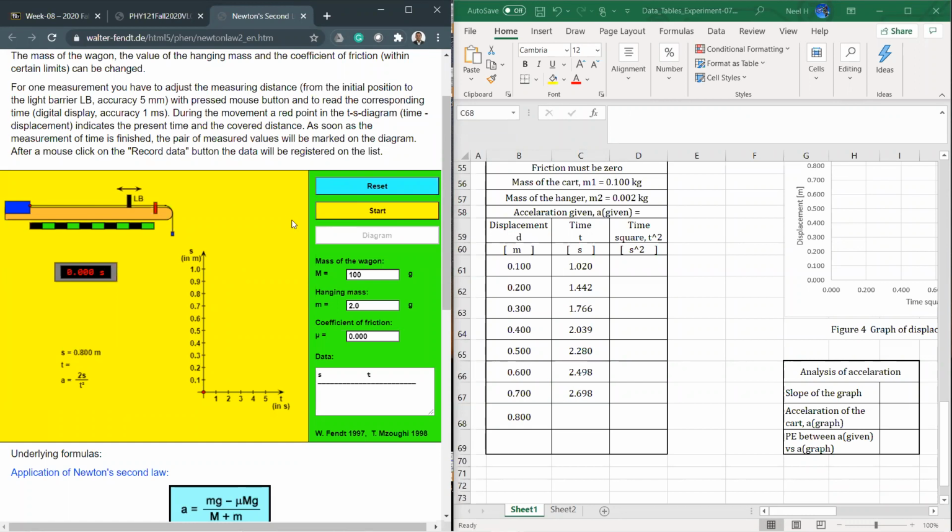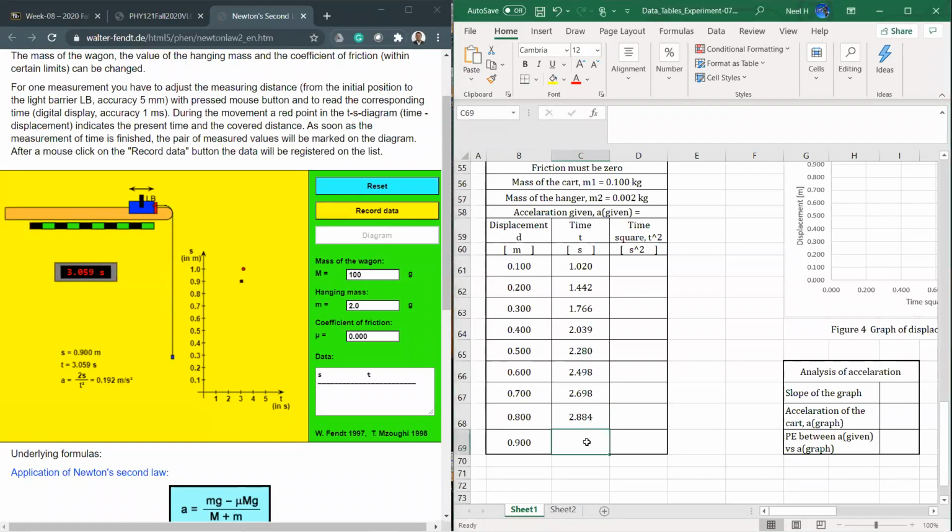0.8. Start. And the timer is 2.884. And the last data point we need is 0.9. Reset. LV should be at 0.9 meters away from the cart starting point, right? Click start.